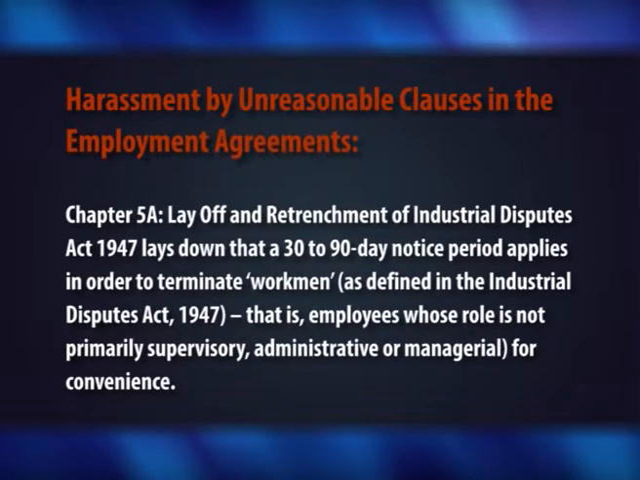Harassment by unreasonable clauses in employment agreements: Chapter 5A, Layoff and Retrenchment, of the Industrial Disputes Act 1947 lays down that a 30 to 90 day notice period applies in order to terminate workmen as defined in the Industrial Disputes Act 1947, that is, employees whose role is not primarily supervisory, administrative or managerial.